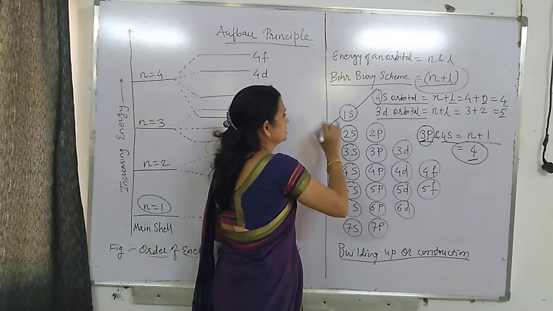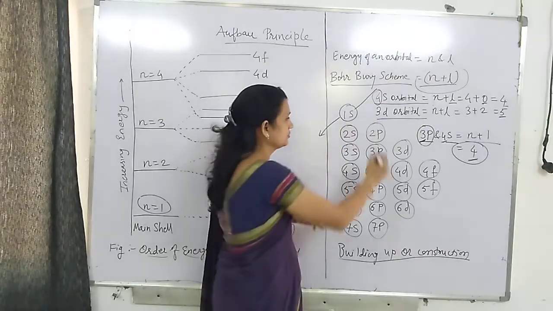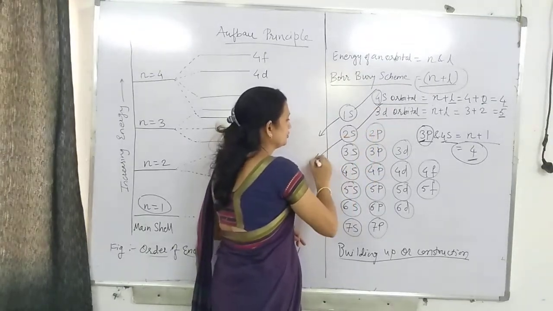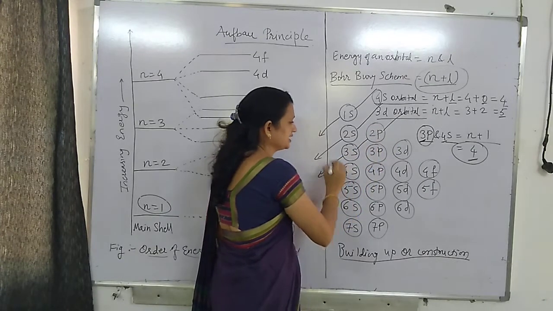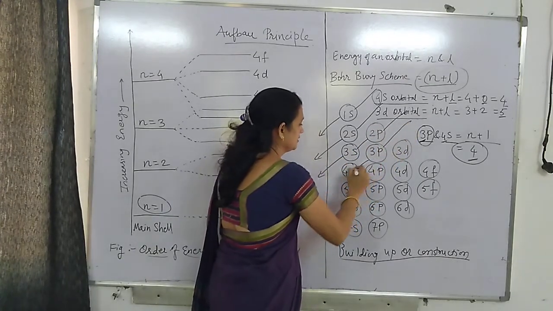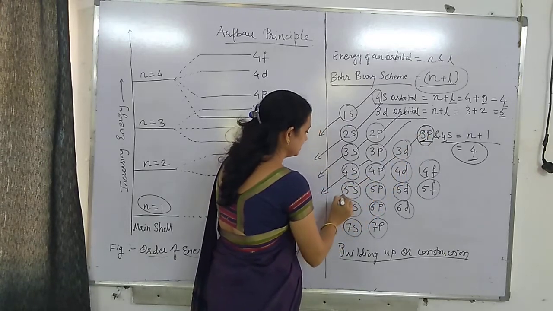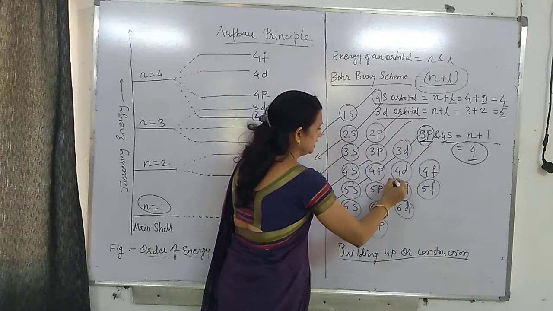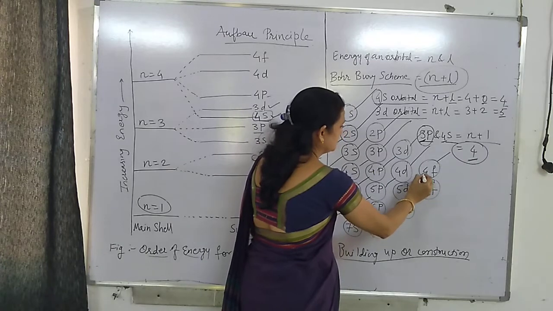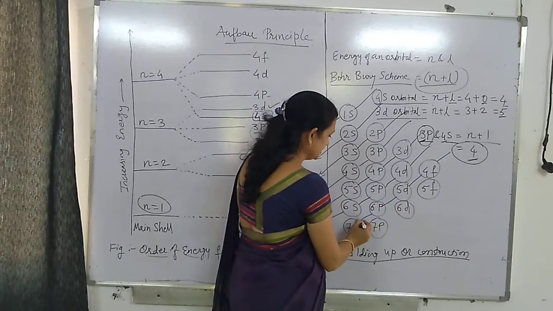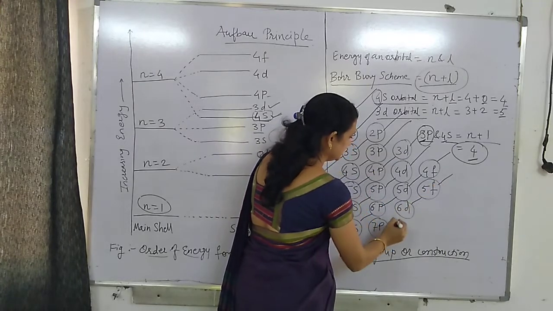You have to do this cross arrow. Draw this cross arrow. First 1s orbital, then 2s orbital, sorry, then 2p and then 3s orbital, again 3p, 4s orbital, then 3d, 4p, 5s, this arrow, 4d, 5p, 6s, this 4f, 5d, 6p, 7s, then 5f, 6d, 7p.